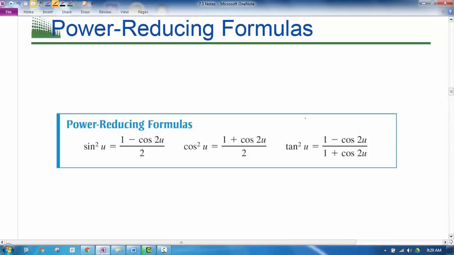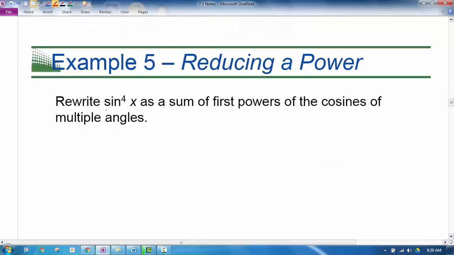Okay, next to my power reducing formulas. These are also in the formula sheet. Once again, not tangent, because if we do need to use that, we'll just use sine over cosine. So let's do an example then. Let's rewrite sine to the fourth as a sum of first powers and the cosine of multiple angles.